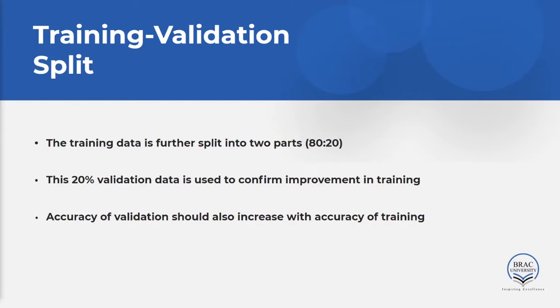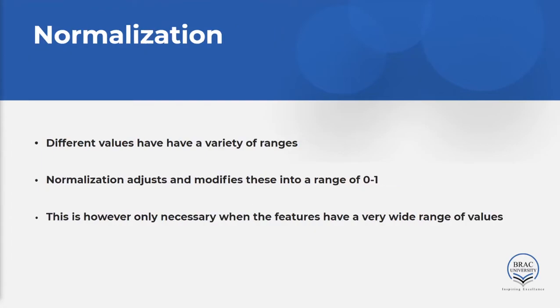The training data is further split into two parts in the ratio 80 is to 20. This 20% validation data is used to confirm improvement in training. Your neural network is overfitted if the accuracy of the training dataset improves while the accuracy of the validation dataset remains constant or diminishes, in which case you should stop training and re-evaluate your model building. However, while normalizing, one must make sure to do so without distorting differences in quality scores. It is only necessary when features have a wide range of values, like in our case.